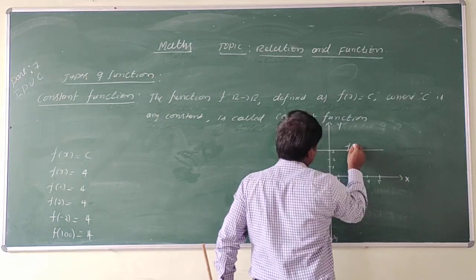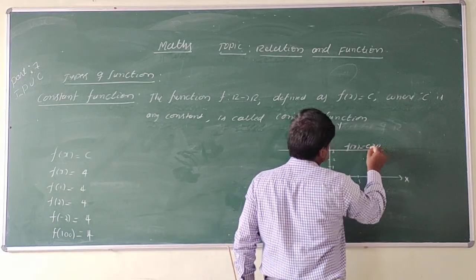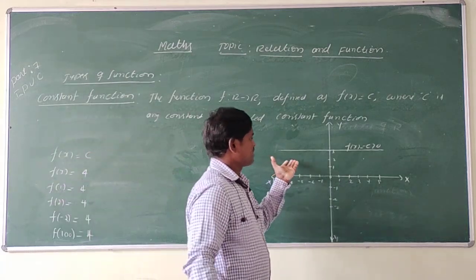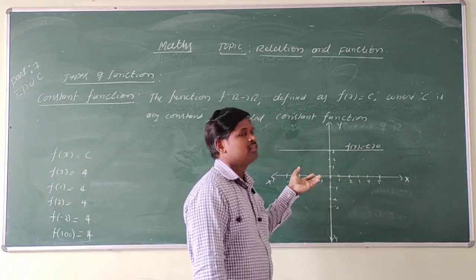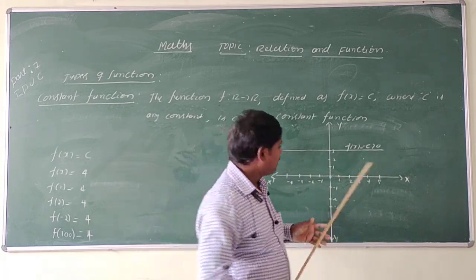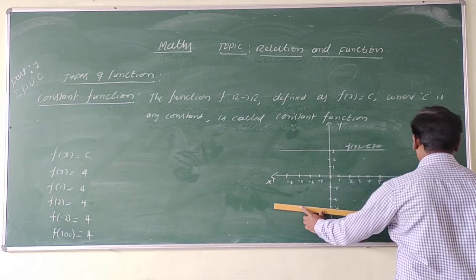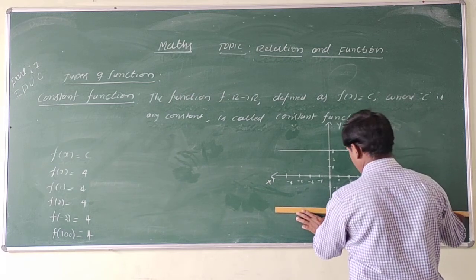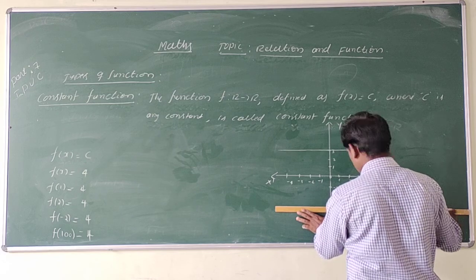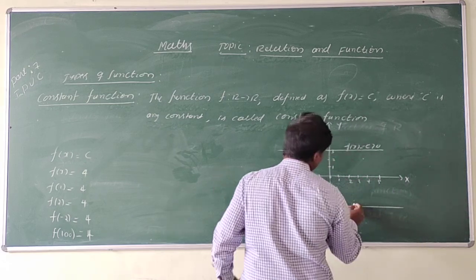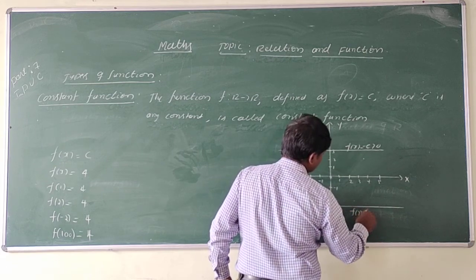So f of x is equal to c, where c is greater than 0. So I am writing a line, which is a straight line parallel to the x axis at a distance c. Suppose I am taking the negative side, then it becomes f of x is equal to c. So this is f of x is equal to c.